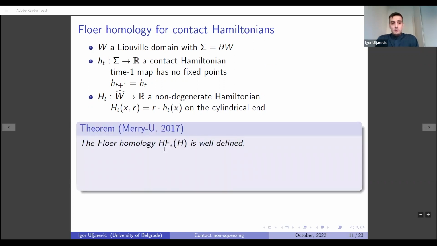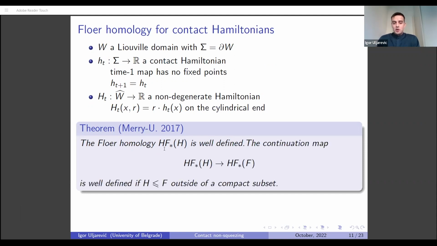Now, what Mary and I proved is that the Floer homology for such Hamiltonian H is well defined. And we also proved that there exists a continuation map from Floer homology for H to Floer homology of F, if H is less than or equal to F outside of a compact subset.